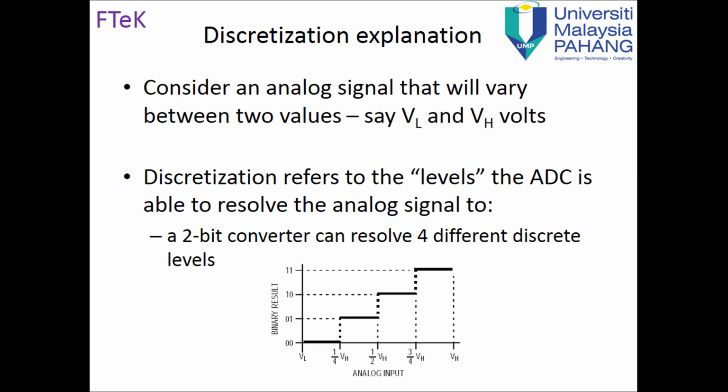If we have an ADC, the ADC will receive an analog value from the sensors. It will discretize it, so it will change it to levels. These levels correspond to the number of bits that this analog to digital converter ADC supports. Let's say we have a 2-bit converter. That means it can give 4 values: 00, 01, 10, and 11. So the values between VL and VH are going to be represented using 4 levels.